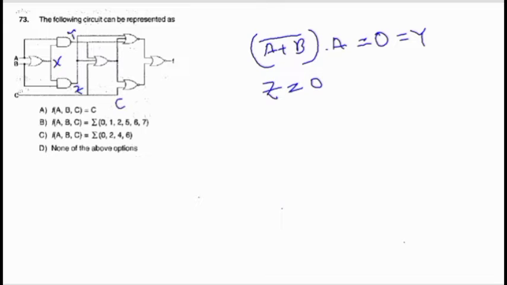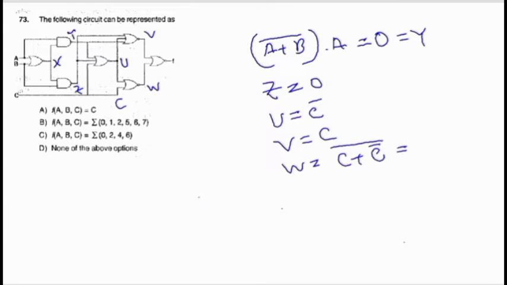Now this one is c, and this one is coming, so if we take it as u, what will be u? U will be c bar, right? U will be c bar, v will be c only, right? V will be c only. And what will be w? W is (c plus c bar) whole bar, so this is actually 0. W is 0, v is 0.